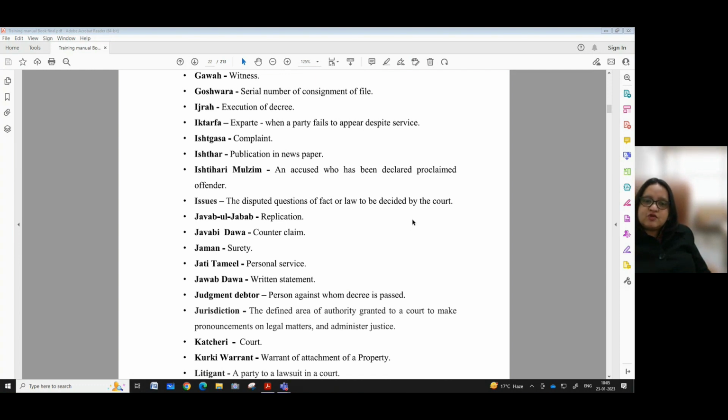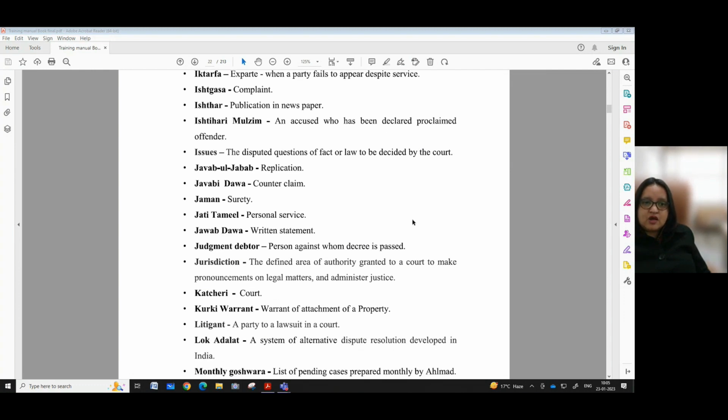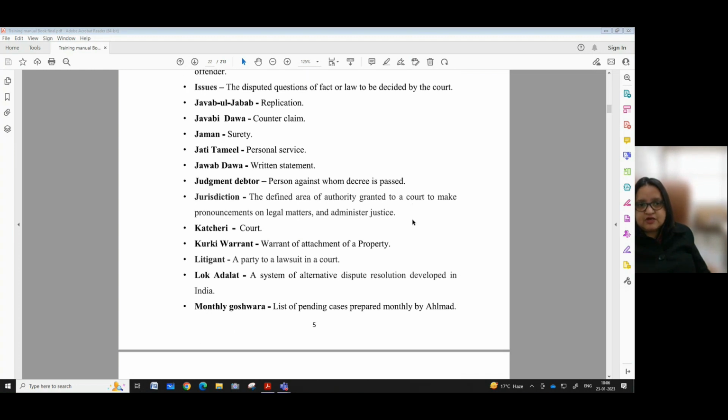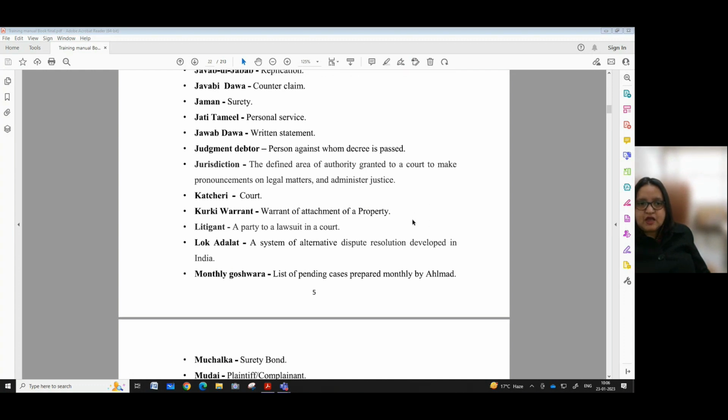Issues, the disputed questions of fact or law to be decided by the court. Jawab ul Jawab, replication. Jawabi Dawa, counterclaim. Jaman, surety. Jati Tamil, personal service. Jawab Dawa, written statement. Judgment debtor, person against whom decree is passed. Jurisdiction, the defined area of authority granted to a court to make pronouncements on legal matters and administer justice. Kachheri, court. Kurki warrant, warrant of attachment of a property.